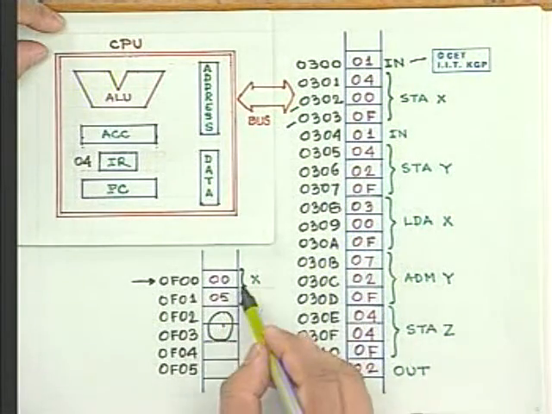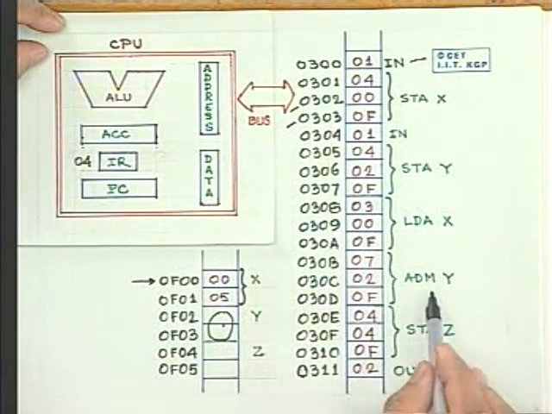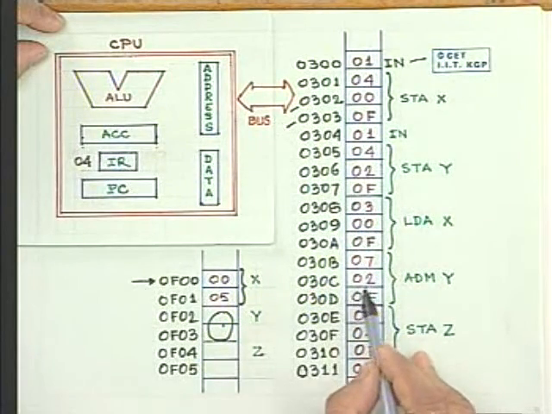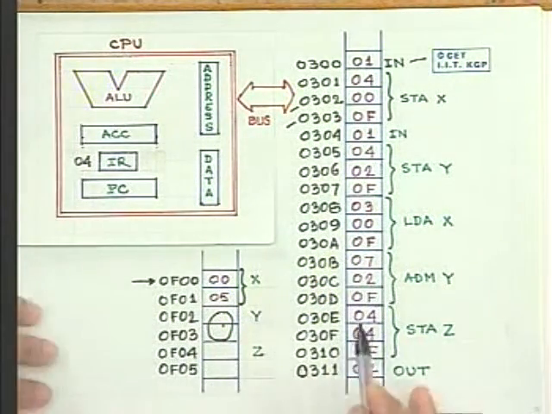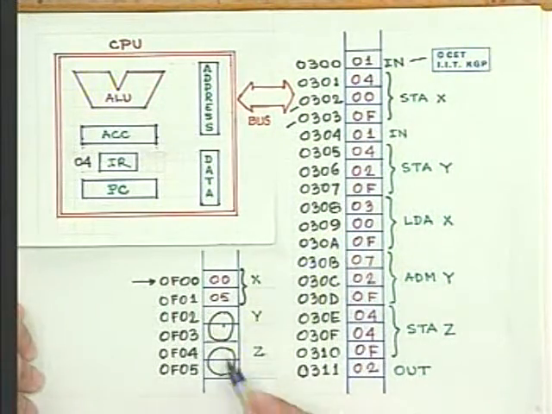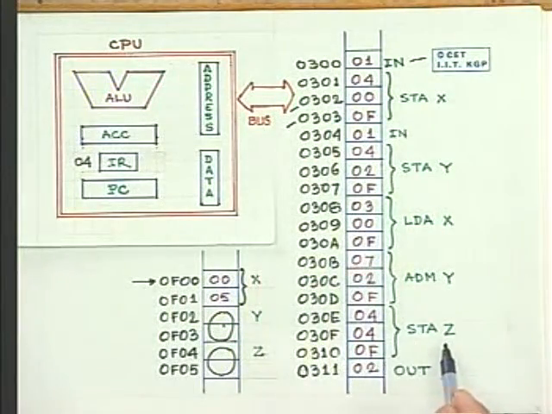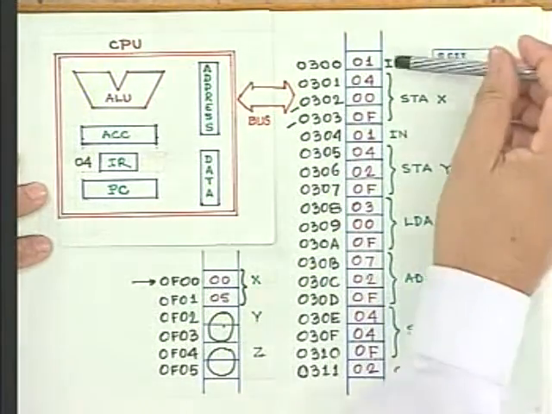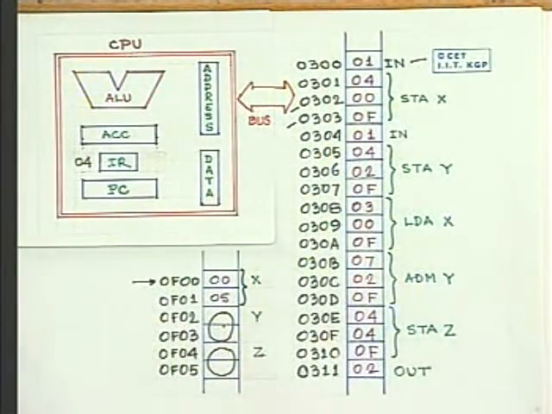Add memory will take the content of X and the content of Y and will be loaded into the memory location 0F02, sorry, it will be stored in that memory location by store accumulator Z 0F04. That means this is the memory location, 2 bytes, designated as Z, and that way this entire sequence of instructions will be executed sequentially, and the program counter will always keep track of which instruction is being executed next.